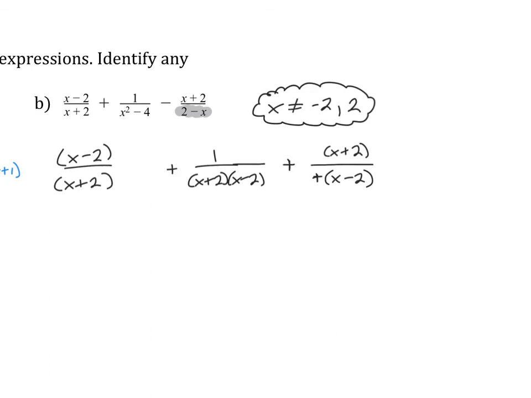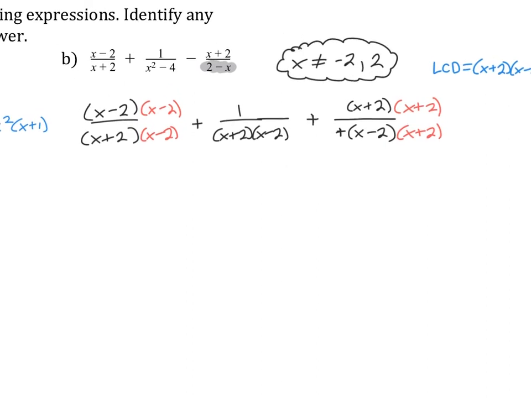So we need to list out any factor that we see in our denominator. So we see x plus 2 and x minus 2. Now we need to go through and multiply by whatever is missing. In this first term we have x plus 2, but we're missing x minus 2, so that's what we'll multiply by the top and bottom. In our second expression, we actually have both factors, so we're ready to go. And in our third one, we have x minus 2, but we're missing x plus 2, so that's what we'll multiply by.